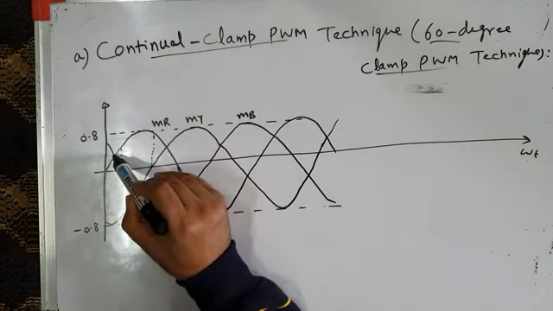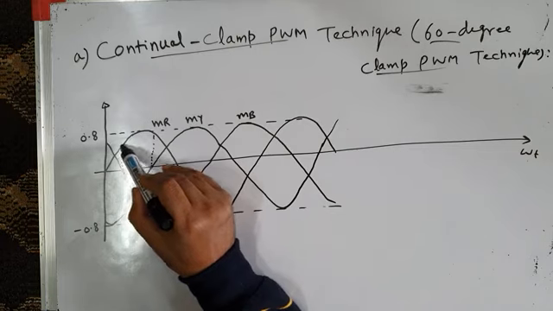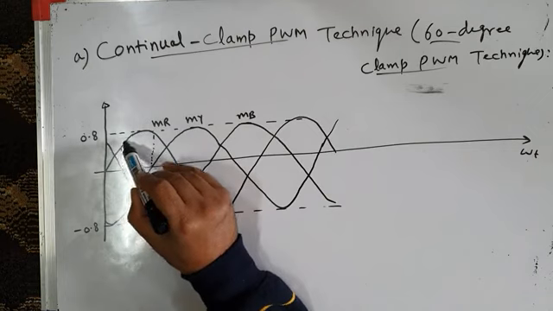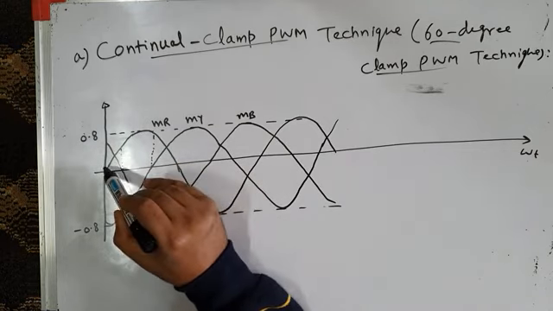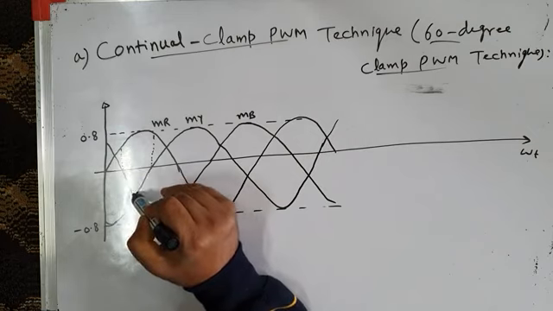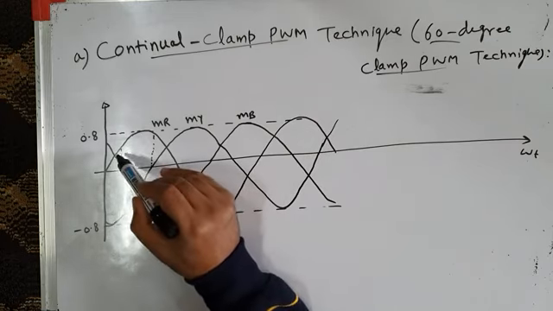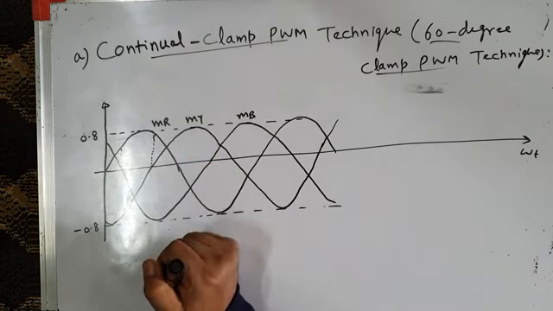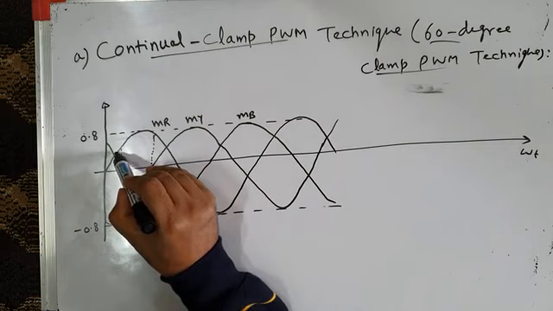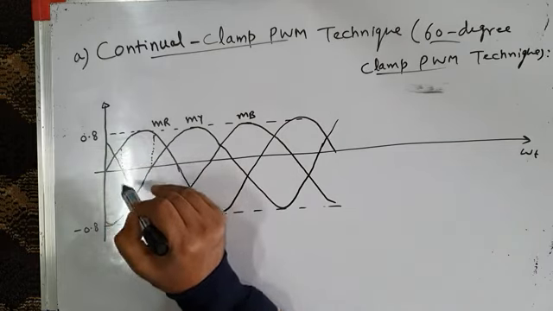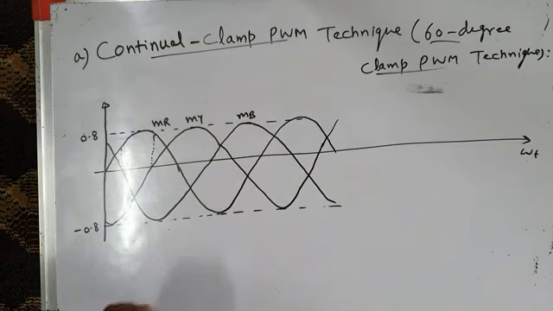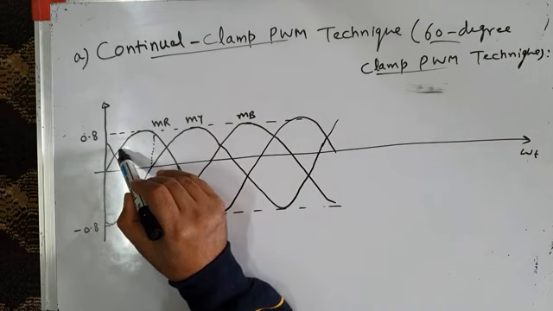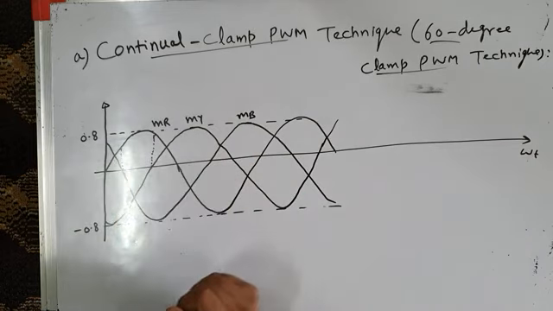It's maximum positive. I should say like this: the modulating wave MR is maximum positive from 60 degrees to 120 degrees. See, this is 30 plus 30 is 60, 60 plus 30 is 90, 90 plus 30 is 120 degrees. From this instant to this instant, it is having maximum positive value. It is having a positive value here also, but here the other modulating wave is also having positive value. The maximum positive value is from this instant to this instant.